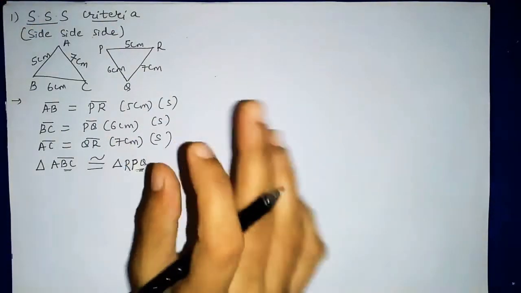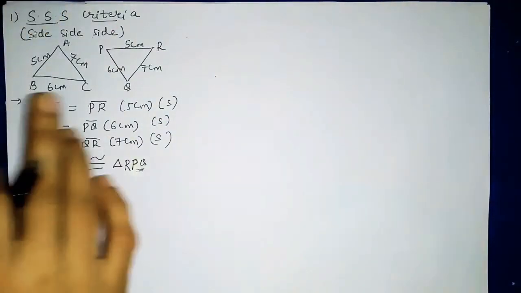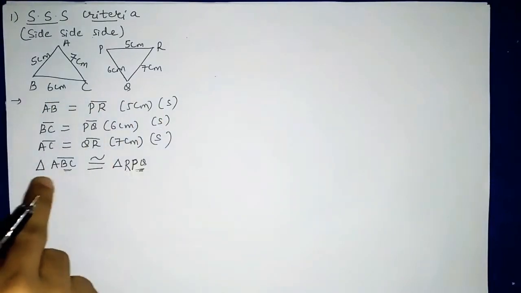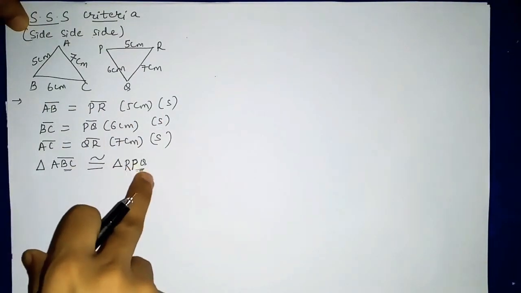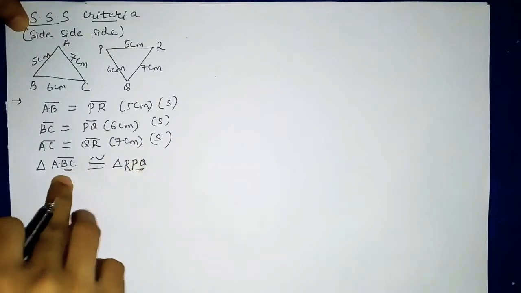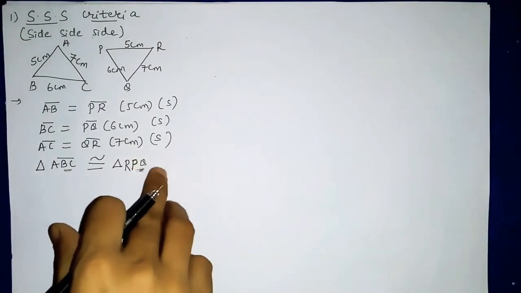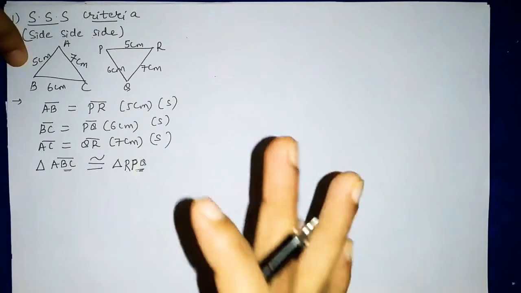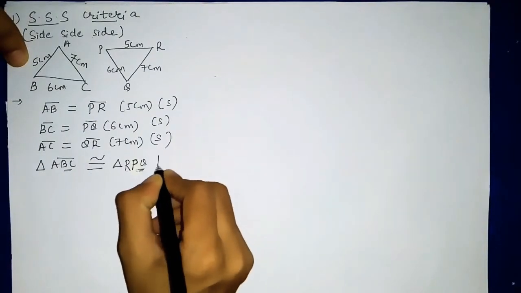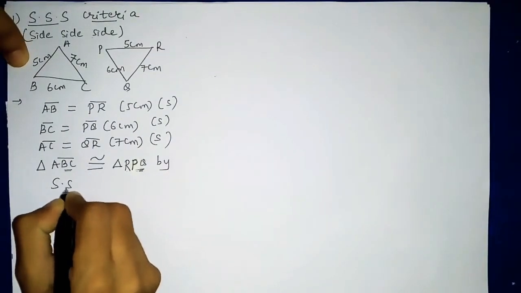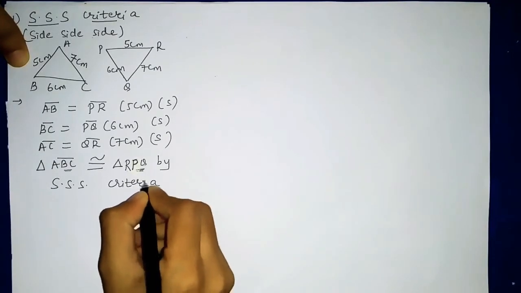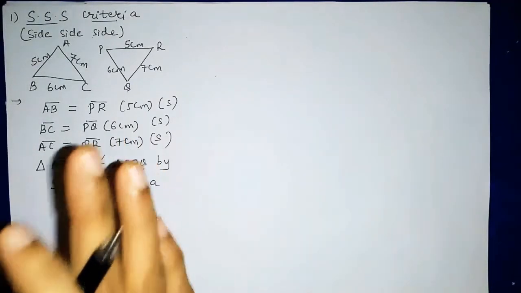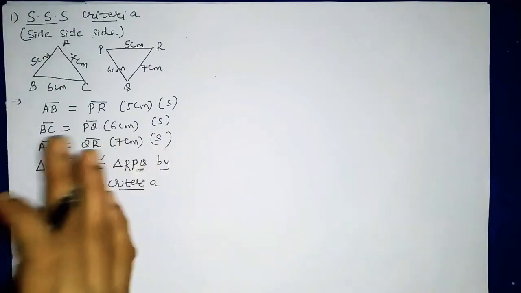So you need to be very careful when you write the name of the triangle. So ABC के साथ PQR नहीं आएगा because of the parts you need to see. So with AB, RP is equal, with BC, PQ is equal. So triangle ABC corresponds to triangle RPQ. So these two triangles are congruent by SSS criteria. So this was the first criteria in which we see the sides.